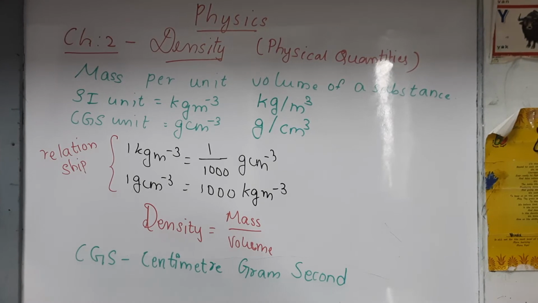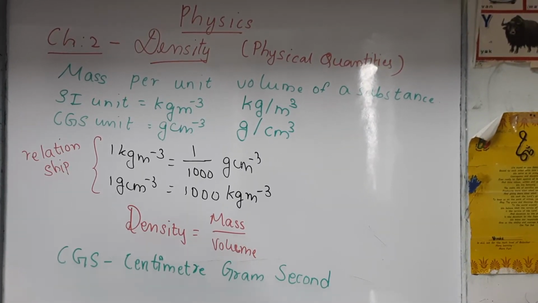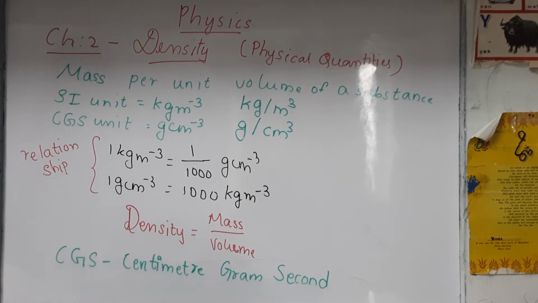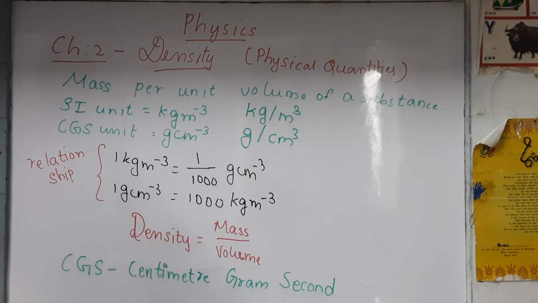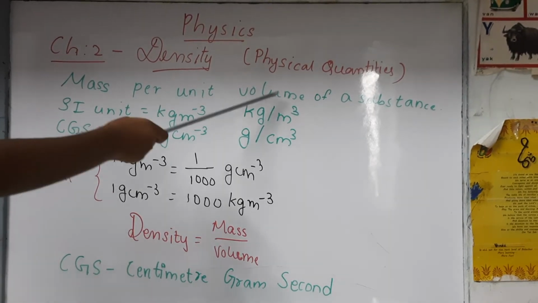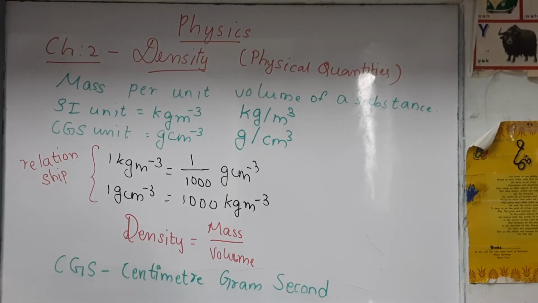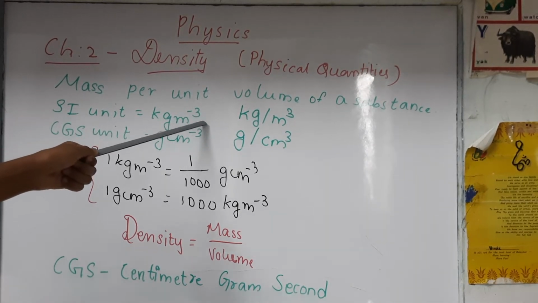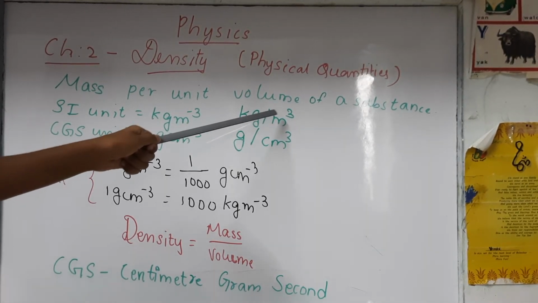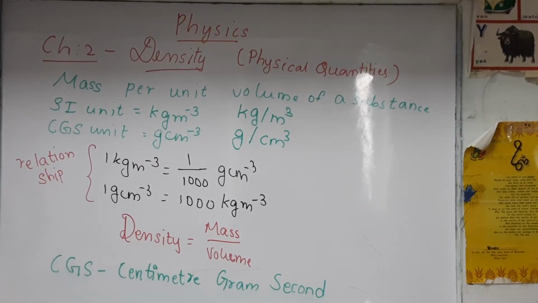Today I am going to explain the chapter 2 physical quantities, in that density. You hear the term density everywhere in your daily life. What is density? Density is mass per unit volume of a substance. It's called density. What is the SI unit of density? The SI unit of density is kg meter raised to minus 3, or kg per meter cube. It is the SI unit of density.